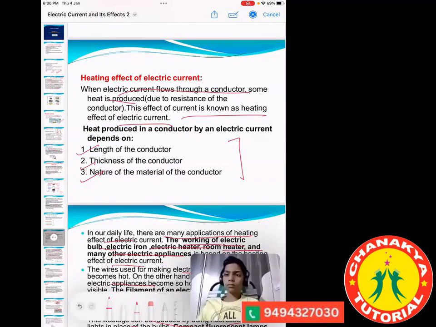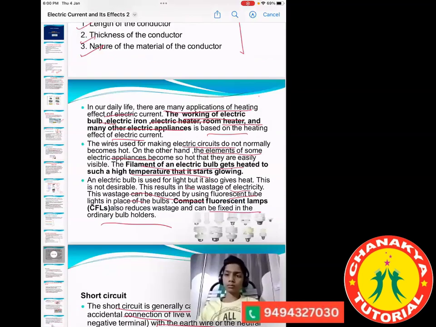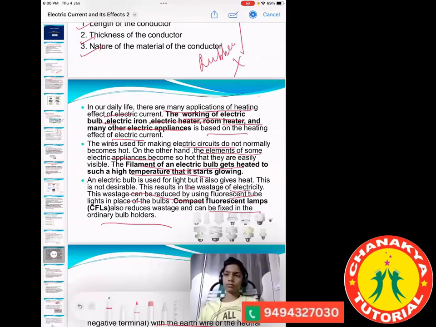And then nature of the material of conductor. What nature it is. Like if you are taking rubber as a conductor, it will not work. But if you are taking the copper, it will work. So that is called as the nature of it.